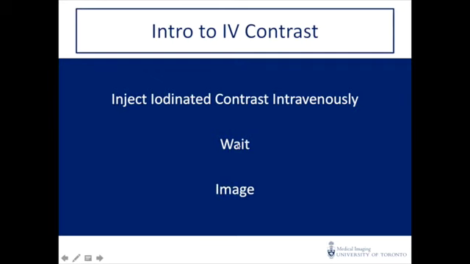How long we wait after we inject before we image will determine what phase we are in. In other words, how long we wait will determine where the contrast is going to be in the body. Where the contrast is is important, and we want to take advantage of particular phases to answer particular clinical questions. For example, if we want to evaluate for an aortic dissection, we want the contrast to be in the aorta. If we want to evaluate for a pulmonary embolism, we want the contrast to be in the pulmonary arteries.